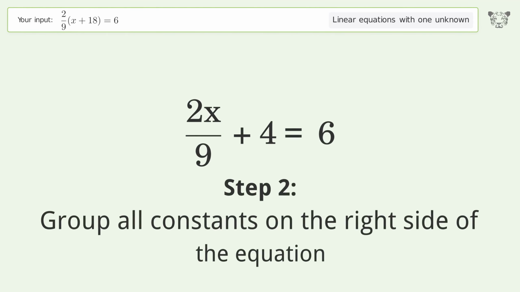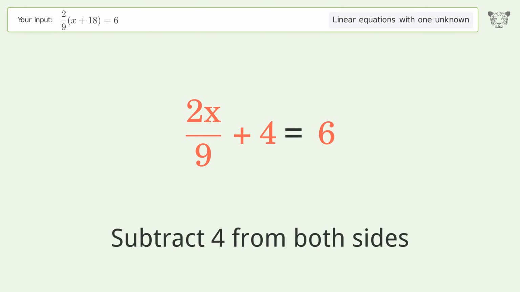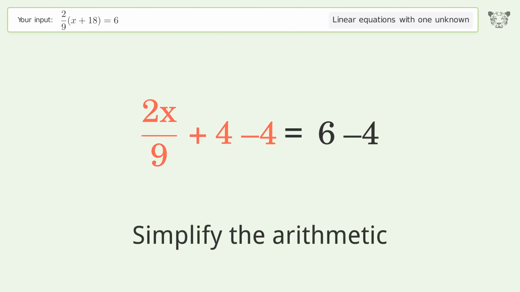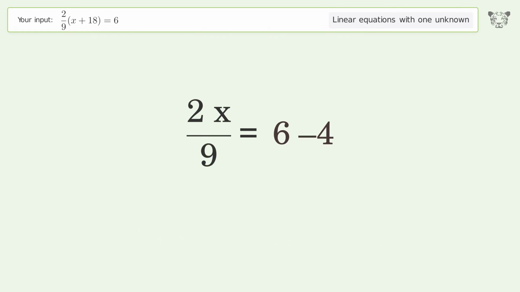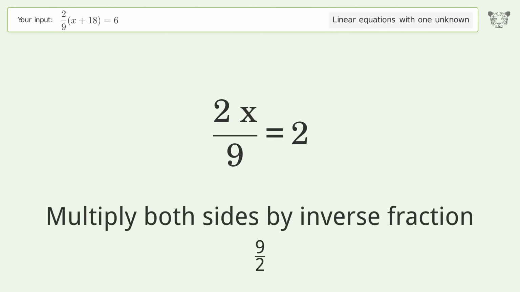Group all constants on the right side of the equation. Subtract 4 from both sides. Simplify the arithmetic. Isolate the x. Multiply both sides by inverse fraction 9/2.